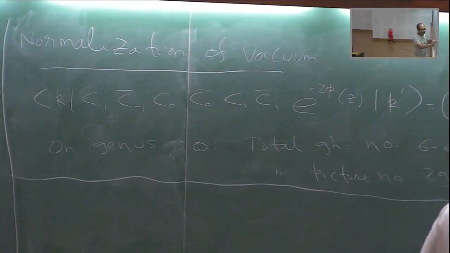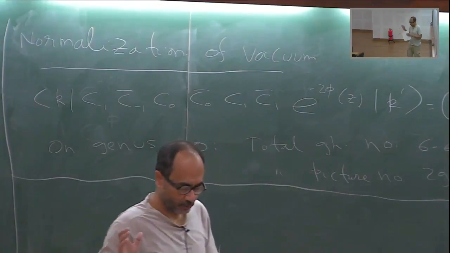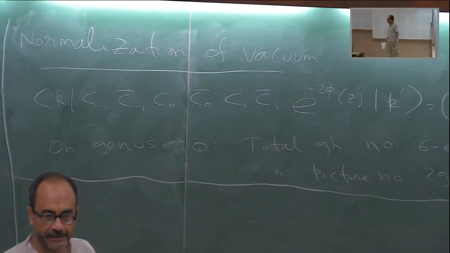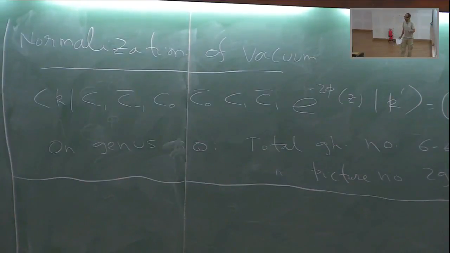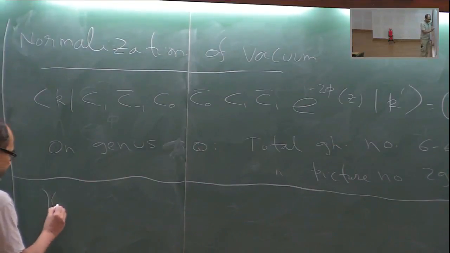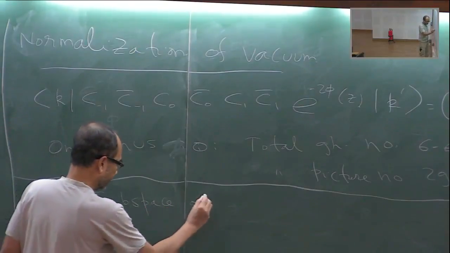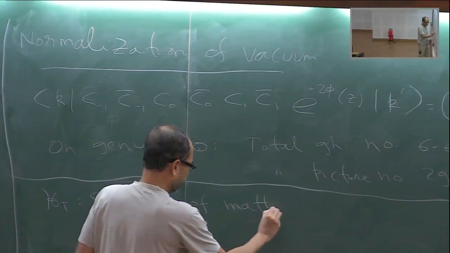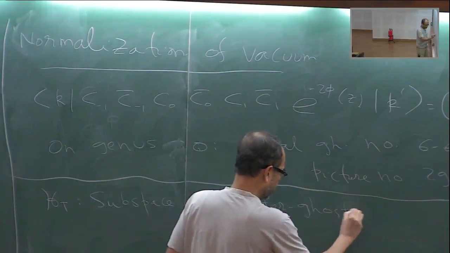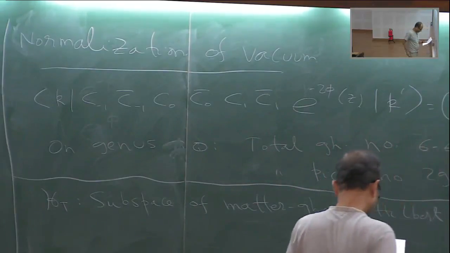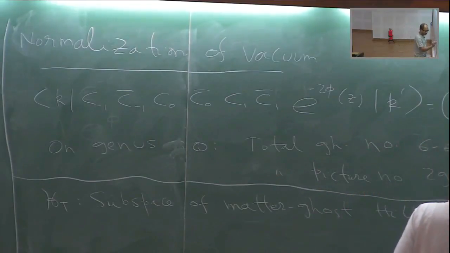Okay. Now, given the matter and ghost superconformal field theory, we can of course build a whole Hilbert space of states in the matter times the ghost sector. But for our purpose, we will isolate a particular subspace of that Hilbert space, which will be important. So HT will be a subspace of the matter ghost Hilbert space of GSO even states.